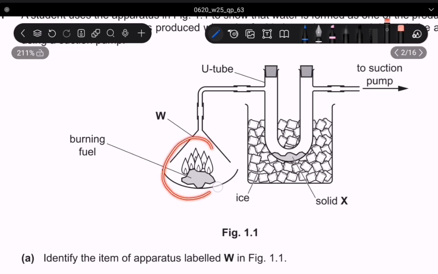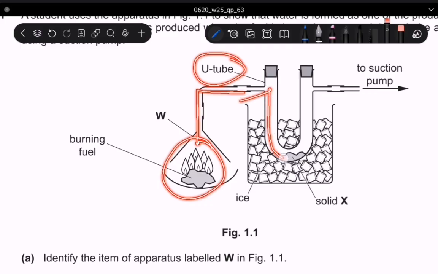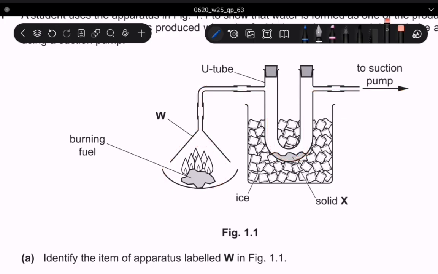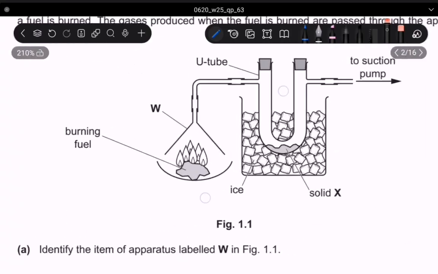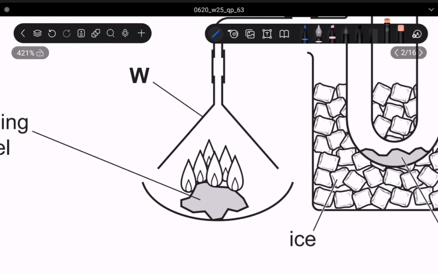We have burning fuel, which is passed through a delivery tube to something called a U-tube, and that will take that gas and convert it into a solid, and then the gases are passed out to the suction pump. So the ice is being used to make this into a solid. What is the name of the apparatus named W? First of all, we need to identify that this is an inverted funnel.